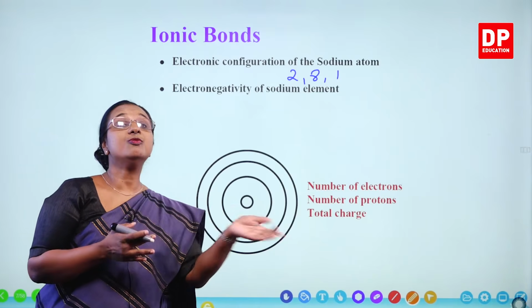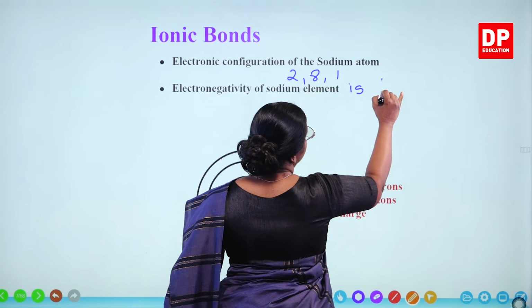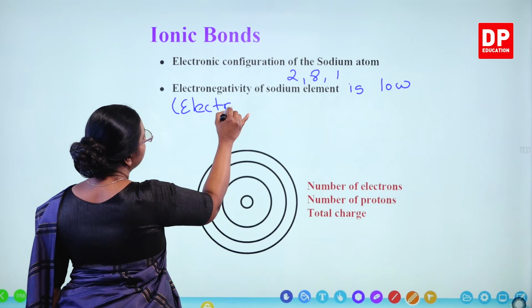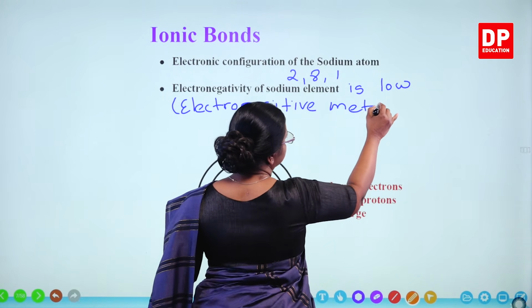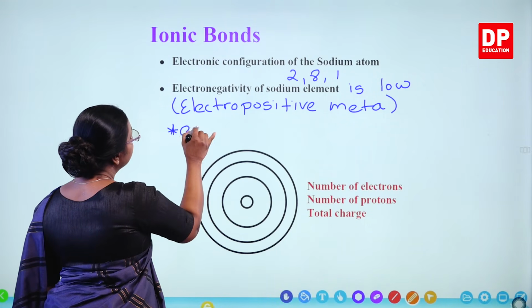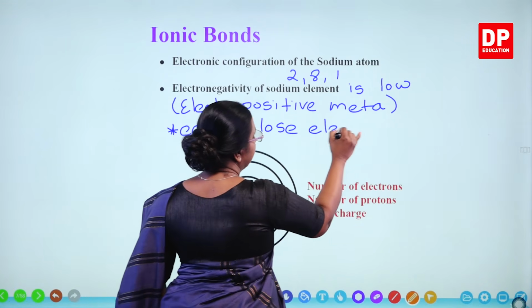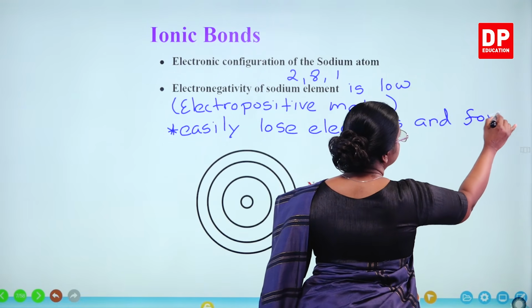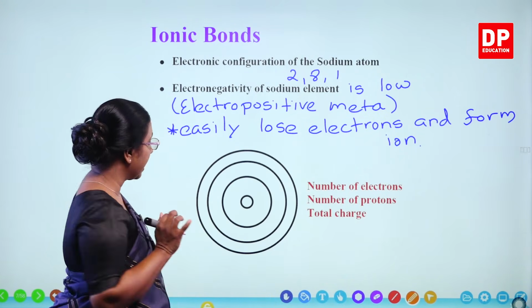It can easily lose electrons. So the electronegativity of sodium element is low. That means it is an electropositive metal. So because of that, it can easily lose electrons and form ions. Now we will try to understand how these ions form.